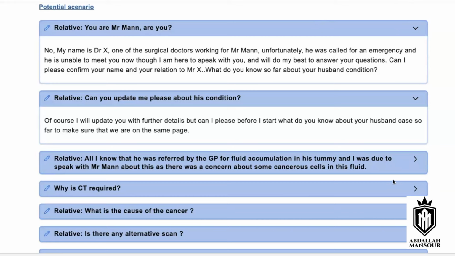Yes. Okay, fine. So you're saying that we're gonna get a CT scan to find out what is the source of that cancer cells that you mentioned. Is that correct? Yes. Okay. When are we getting the CT scan? We're getting it done today?